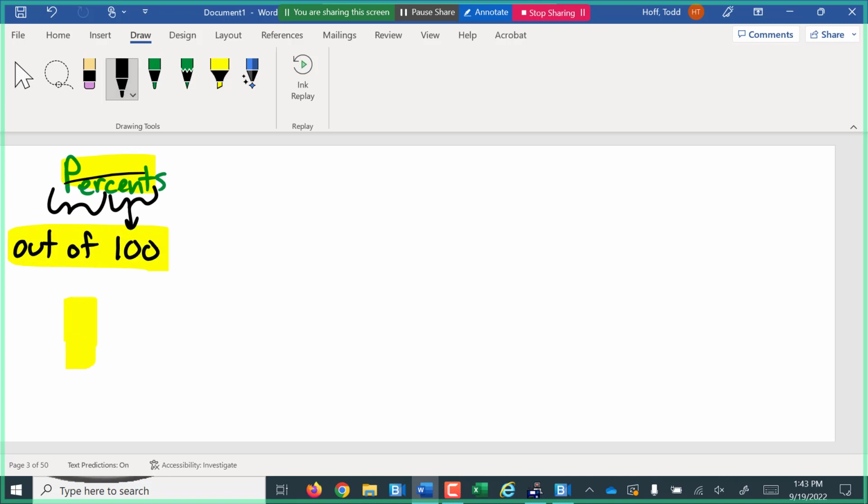So if I have 34%, what that actually is saying is a ratio of 34 out of 100. Now, of course, we wouldn't leave it as 34 out of 100 if we were changing it into a fraction. We would reduce it. Both of those can be reduced by what?